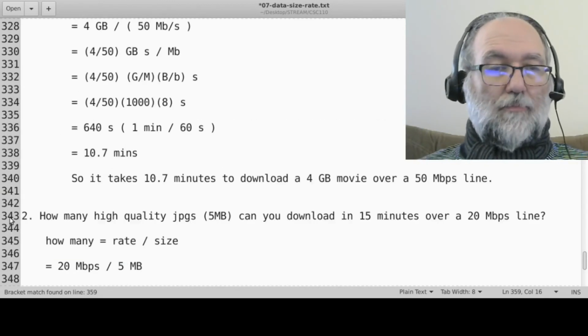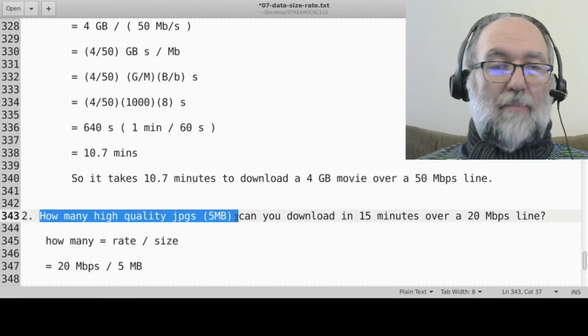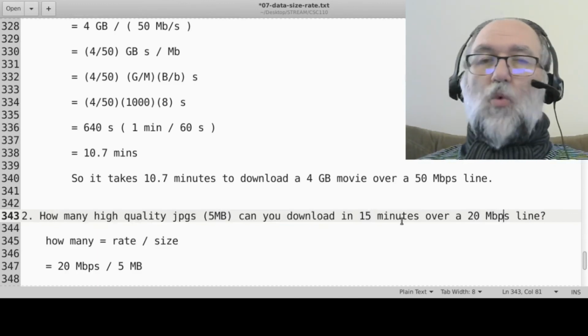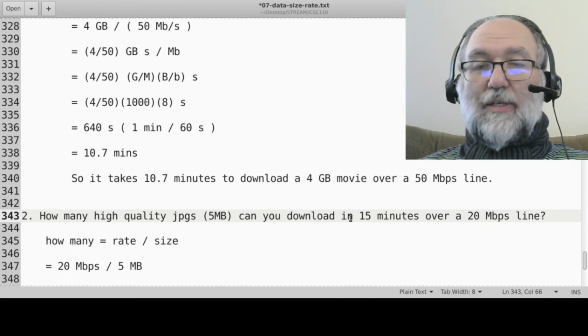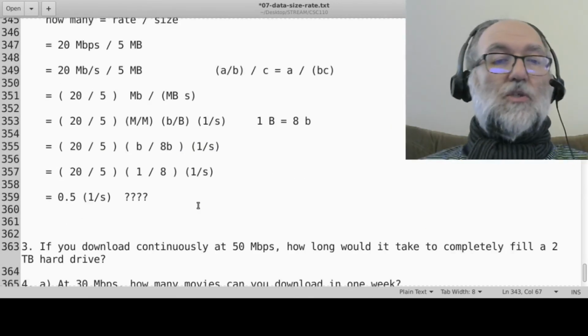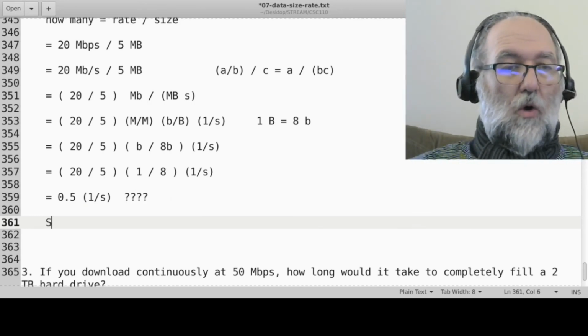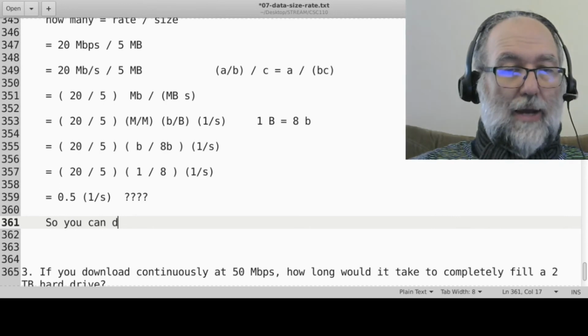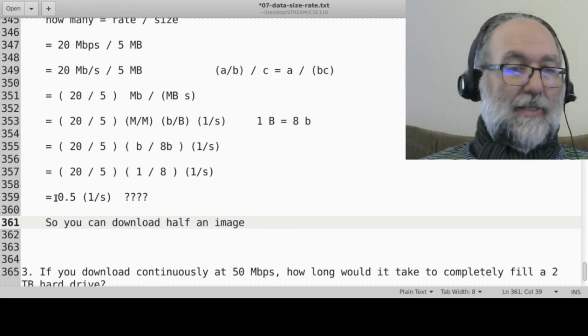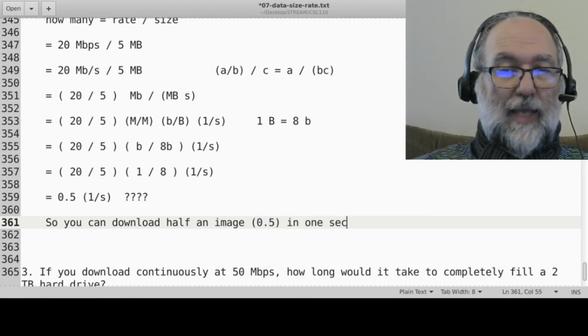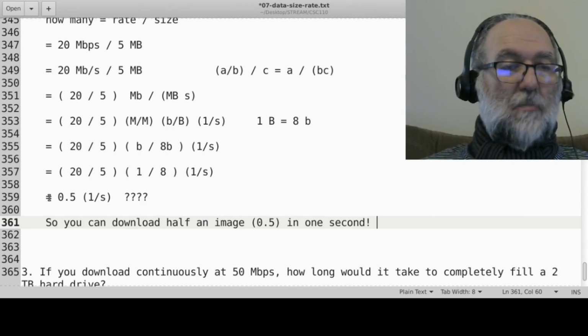Let's read the question again. How many high quality JPEGs can you download in 15 minutes over a 200 megabit per second line? I didn't quite answer this question. I answered how many you can download in 1 second. Let's just write that in, even though I didn't ask that. Let me just write that in English here. So you can download half an image. Now, why did I say half? Because that's what 0.5 is. In 1 second. That's what this means.